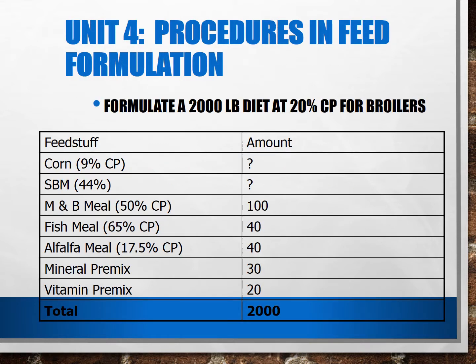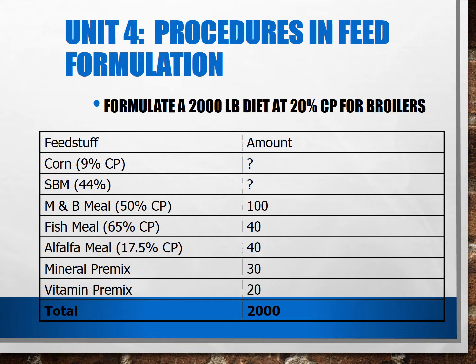Here's that example that we're going to try in class. We're going to put together a 2,000-pound, 20% crude protein diet for broilers. And I would invite you to see if you can figure this out on your own before you come to class. We're going to have a fixed amount of meat and bone meal that's 50% crude protein, 100 pounds in the diet.